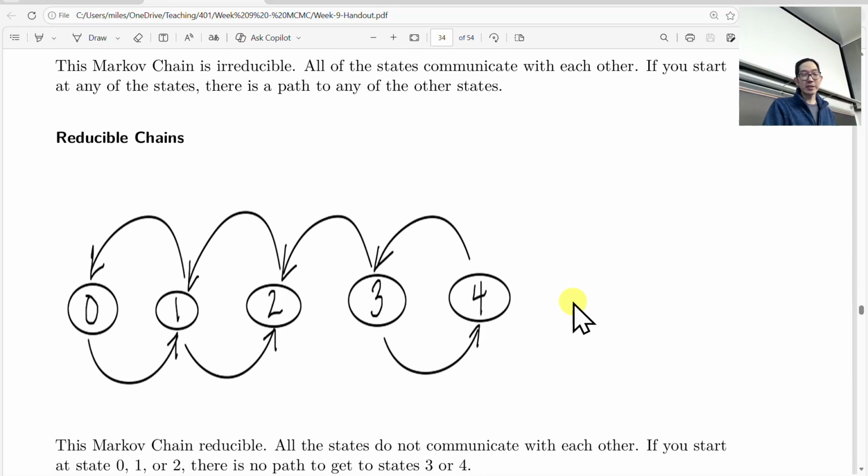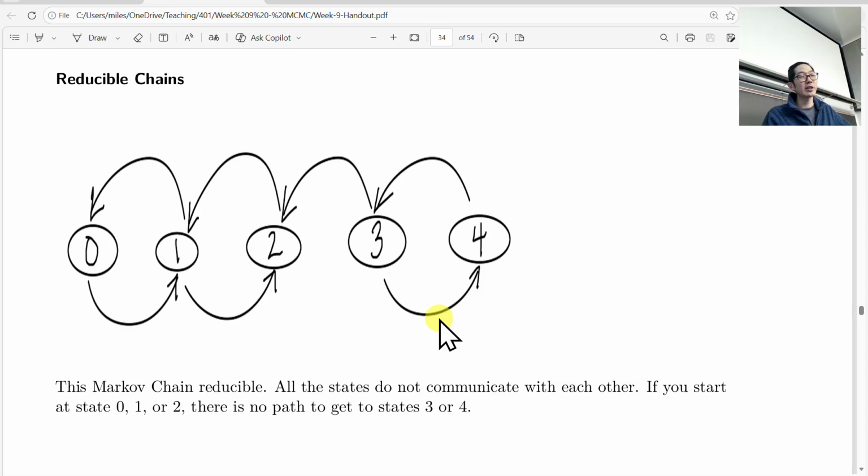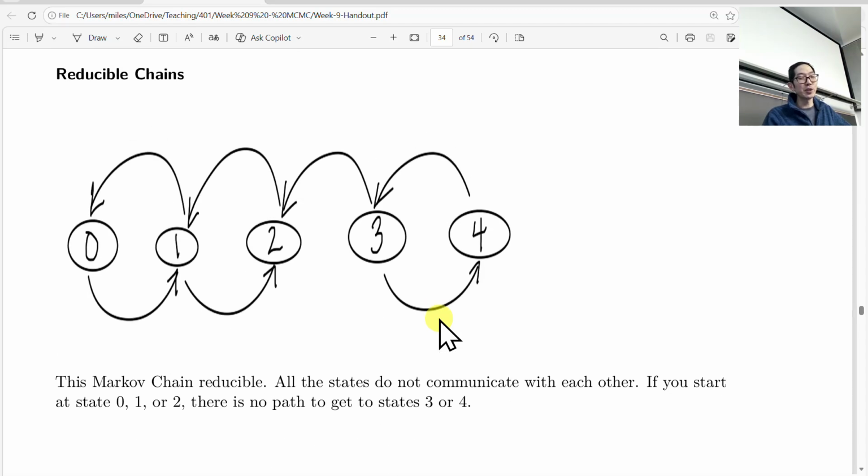This is an example of something that is reducible. This is not irreducible because here there is no path. If I start off at 0, there's no path for me to get to 3 or 4. I can only go to 1 or 2 or back to 0. I can't get to 3 or 4. And so this is reducible, because if I start off at 0, 1, or 2, I can reduce my diagram and just throw away states 3 and 4. There's no reason to include them if I start off at 0, 1, or 2.